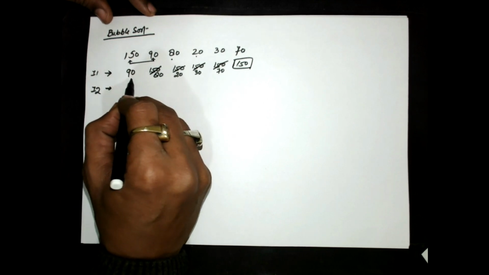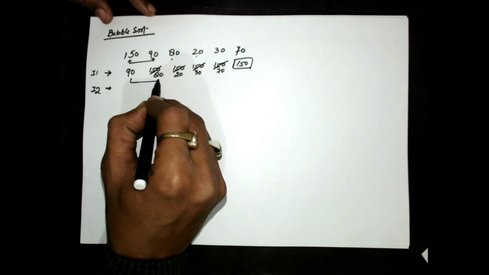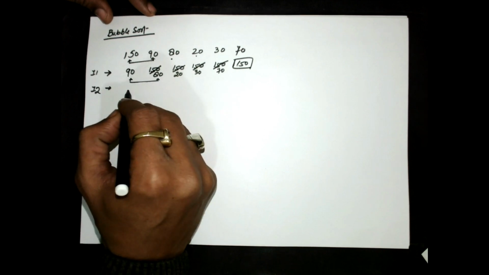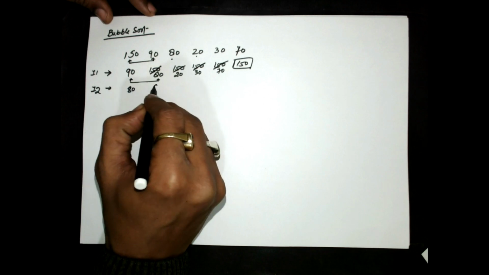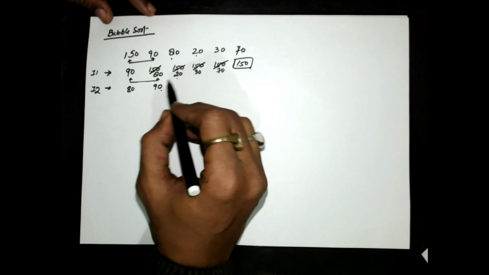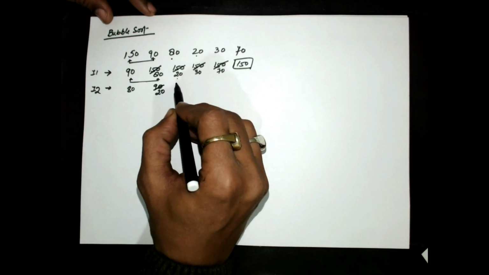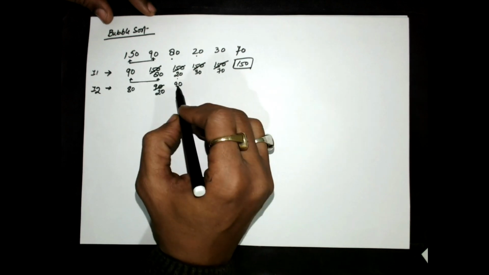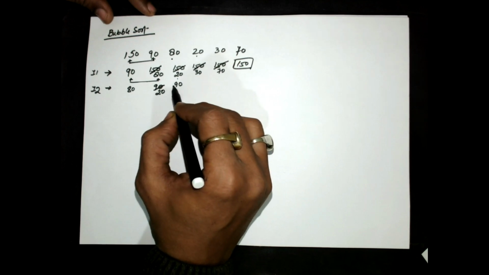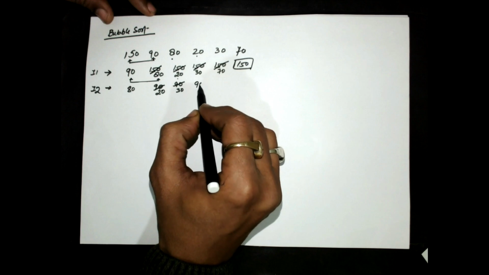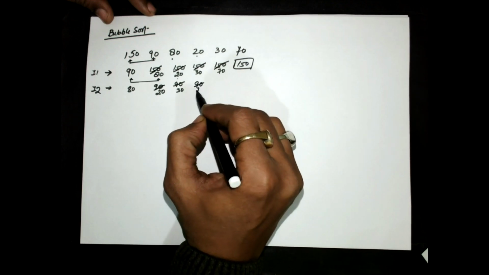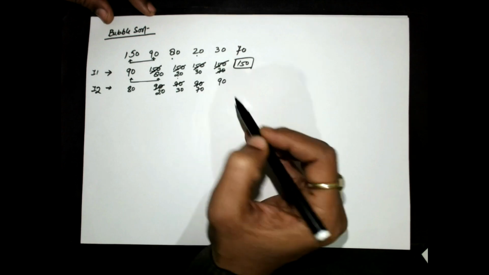In this, I will compare the first and the second element. First element is 90, second is 80. First is larger than the second one, so we will exchange these two. Then 90 gets compared with 20. 90 is larger, 20 is smaller, so we will exchange these two. 90 gets compared with 30. 30 is smaller, 90 is larger, so we will exchange these two. 90 gets compared with 70. 90 is larger, 70 is smaller, we will exchange these two.